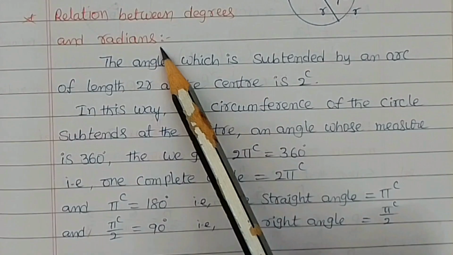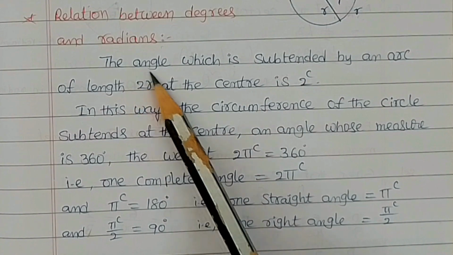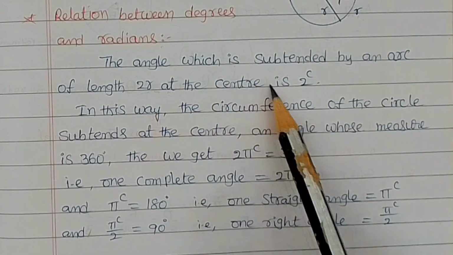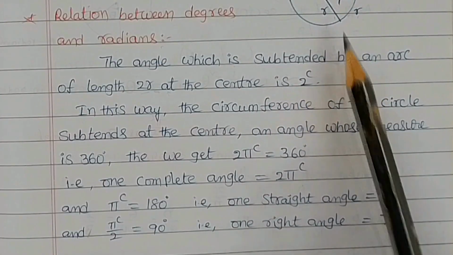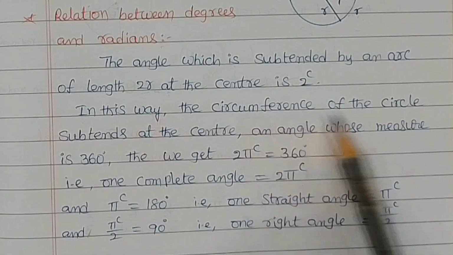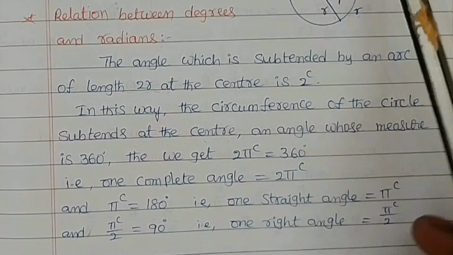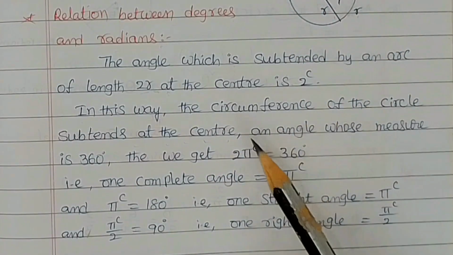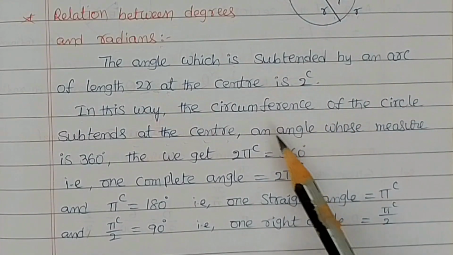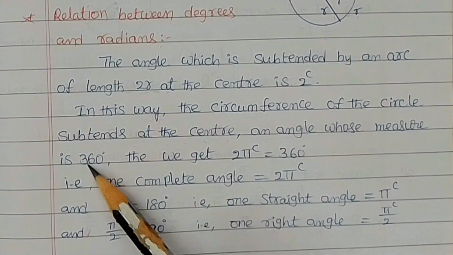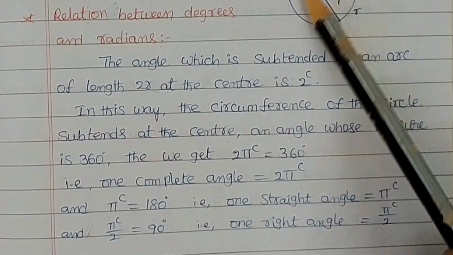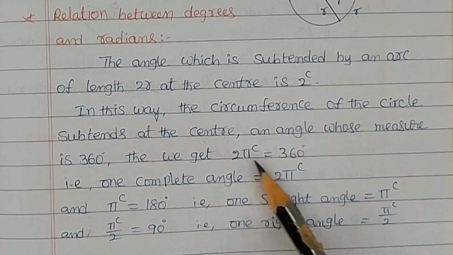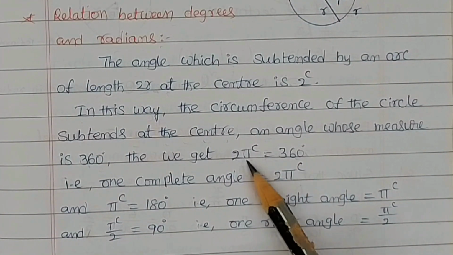Relation between degrees and radians: the angle subtended at the center by an arc of length 2r, that is 2 radius, is 2π radians. The circumference of the circle subtends one complete rotation, which is 360 equal parts, 360 degrees. So we get 2π radians equal to 360 degrees.